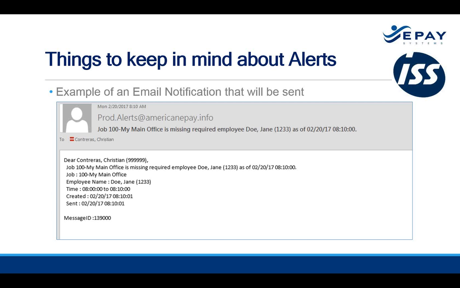Now, as for the text message, it's very simple. It's just going to be the body of this email message pretty much sent to you. It's just going to give you the job, the name, the time, and pretty much that's it. This gives you a quick little blurb, at least to let you know that someone is not at the site.